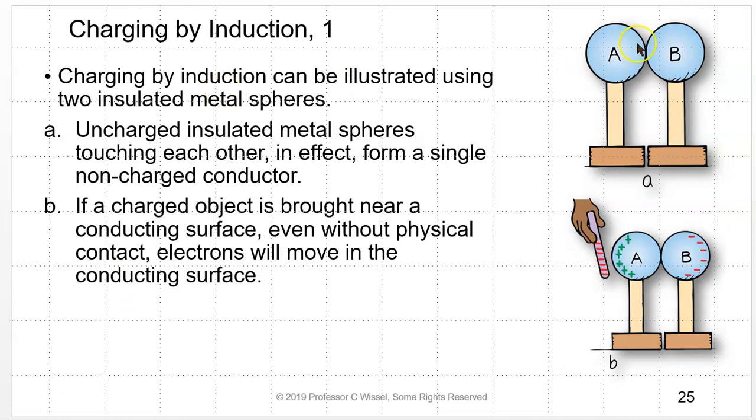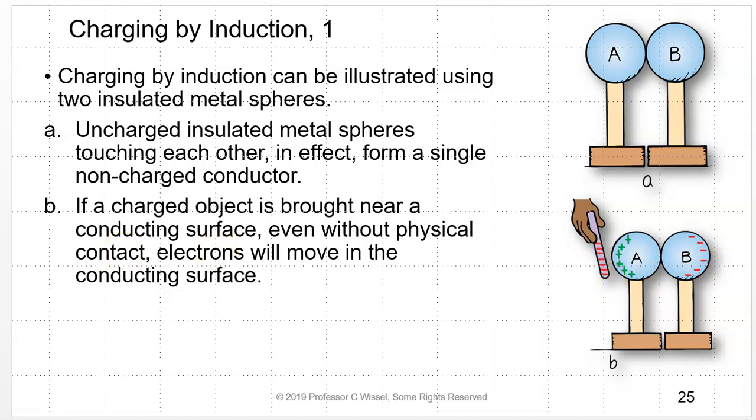Charging by induction can be illustrated using two insulated metal spheres. The uncharged metal spheres are initially touching each other. That means they form a single non-charged conductor. If a charged object is brought near a conducting surface, even without physical contact, the electrons will move in the conducting surface. In this case, we brought a negatively charged object near sphere A. That means the electrons in sphere A are going to run screaming over to sphere B to get as far away from this negatively charged object as possible.